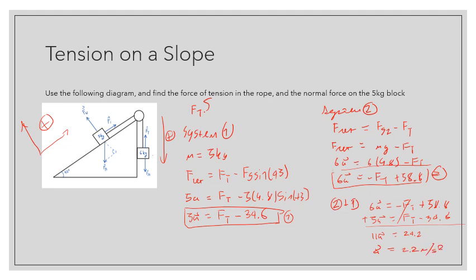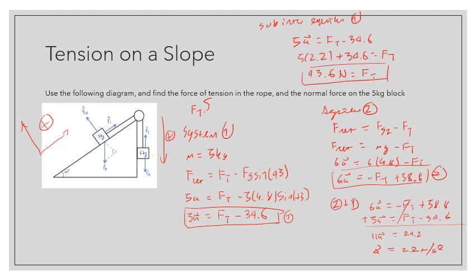So we can sub this back into equation 1. 5a is equal to Ft minus 34.6. So 5 times 2.2 plus 34.6 is equal to Ft. So 45.6 newtons is equal to the force of tension.